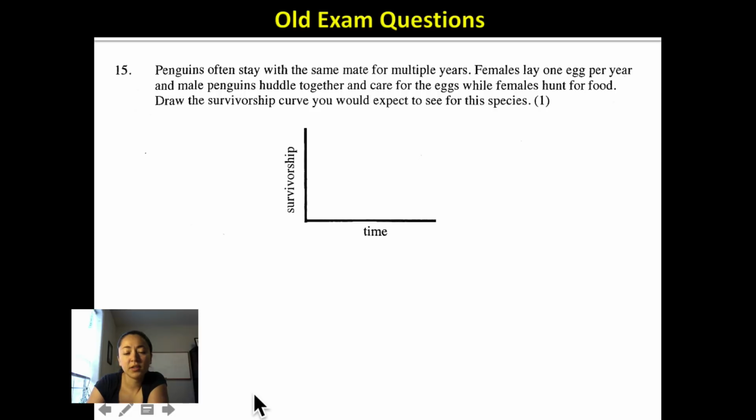What type of curve would we have here? Well, they have very few young, and they devote a lot of energy to their young. So most of the young would survive till they're more mature. So we would see a type 1 survivorship curve, which would look like this. High survivorship until they get old, and then it decreases.